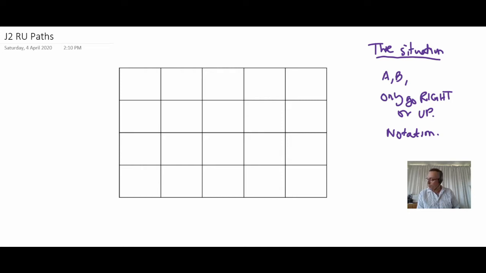So I hope you've read the problem. This is a very classic type of problem in the challenge. So we need to understand clearly the situation because we're going to do some quite complex things.